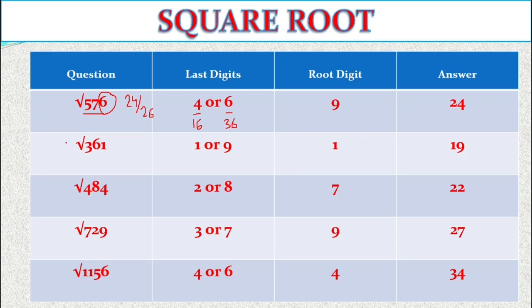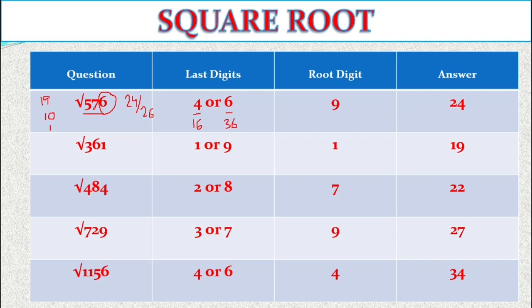And again there is a question: among these two, which one is the correct answer? So as to evaluate that, we have to apply one more technique called root digit. What is root digit? I have to find the root digit of this number. 5 plus 7 plus 6 is 18, and 1 plus 8 is 9.